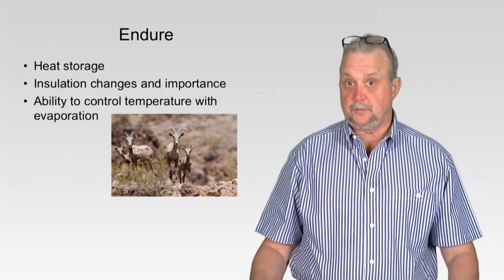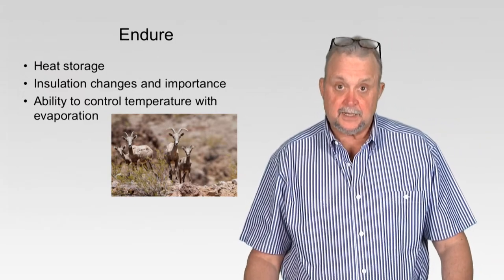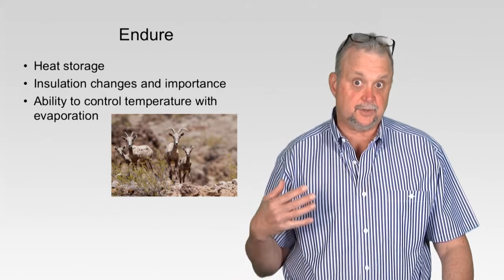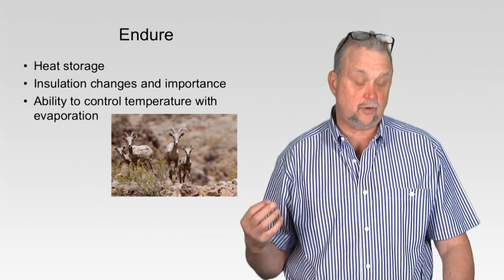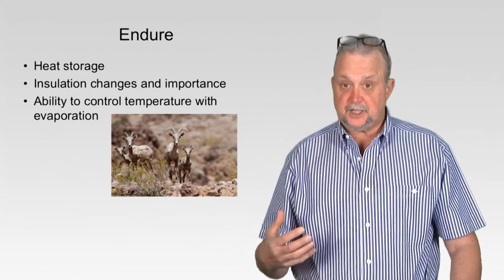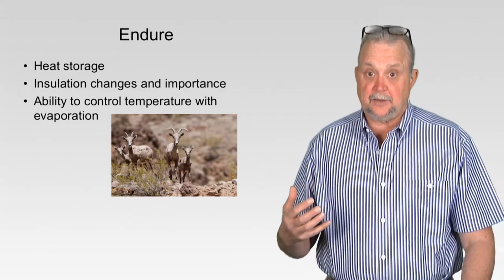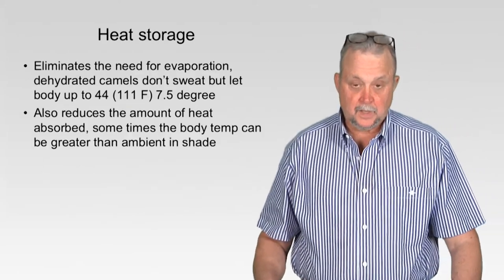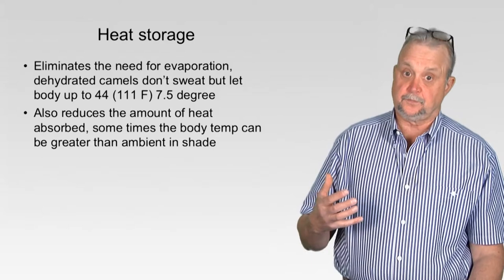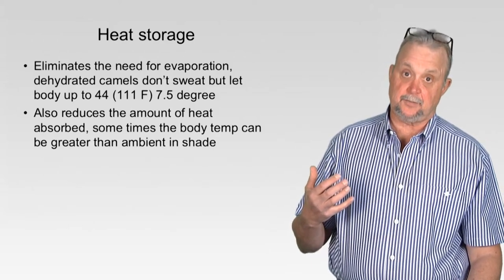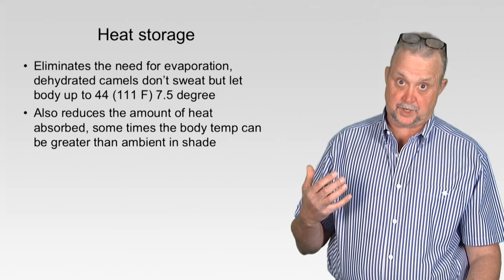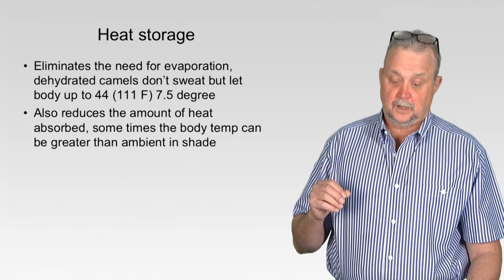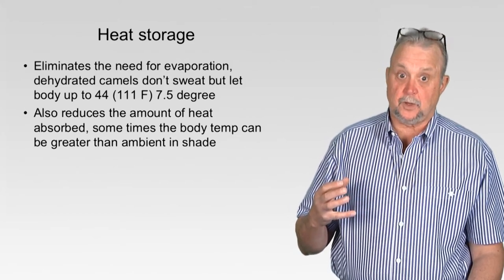Let's go back to those animals that, again, there's some bighorn standing out there in front of God and everybody, and they're storing heat. They're just absorbing it. Their body temperature is 101, 102, 103, 104, 105. The insulation changes are important, and they have the ability to control temperature with or without evaporation. Some of them do. If a camel can allow its body temperature to go up to 44 degrees centigrade, which is 111 degrees Fahrenheit, and they can do that, they save a tremendous amount of water. And so a lot of animals do it.